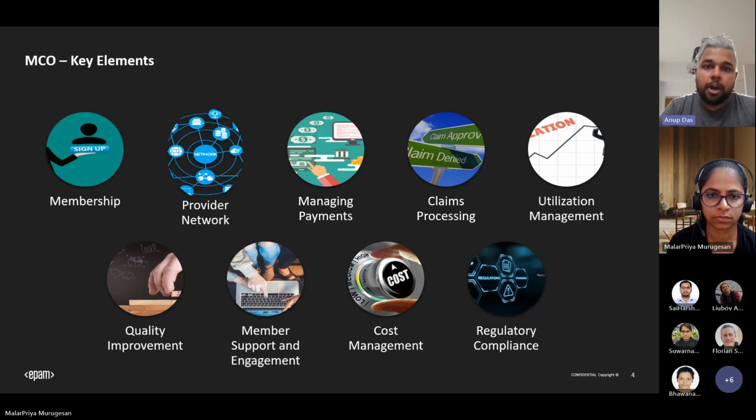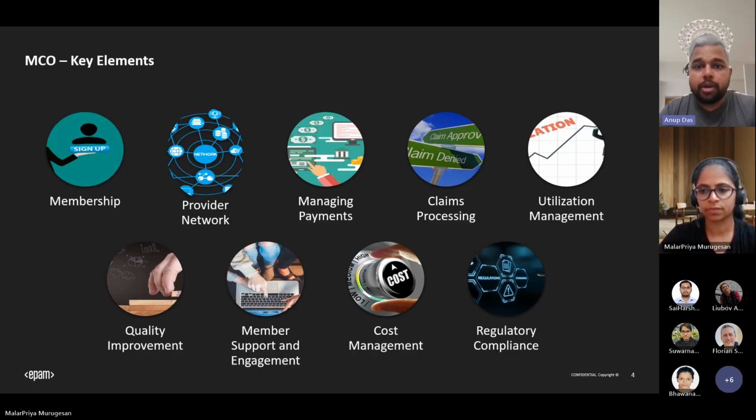And the last key element that the MCO looks into is regulatory compliance. We know about HIPAA compliance and other key compliances in the US health market. So MCOs operate within the regulatory framework defined by government agencies and industry standards. As I mentioned, HIPAA is one of them, so that there is quality reporting, financial solvency, network adequacy, and consumer protection. And obviously, privacy of data is protected. So these are the major key elements in an MCO.